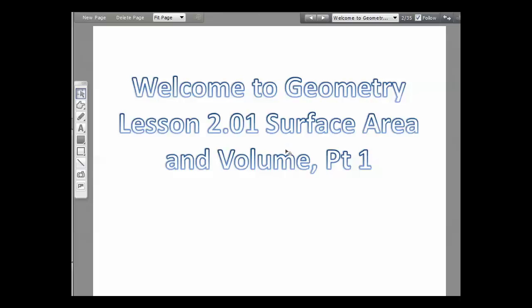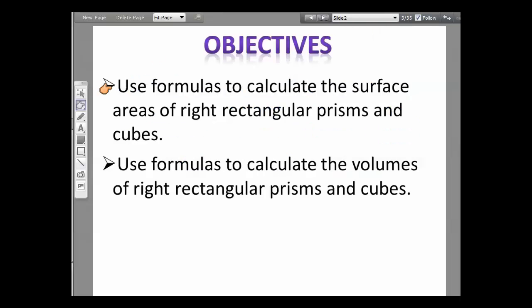Okay, let's go ahead and get started with Unit 2 by beginning with Lesson 2.01, Surface Area and Volume. And I just want to let you know right up front that Unit 2 is pretty much an extension of everything that we learned in Unit 1. And so it ought to be pretty easy. It ought to be just a little bit of material building up upon itself.